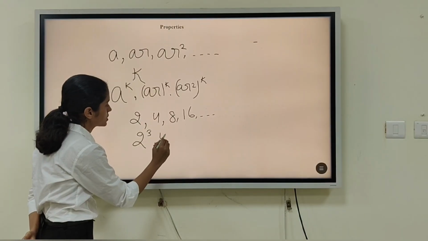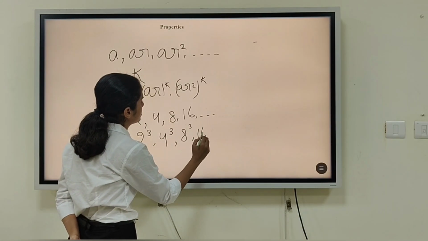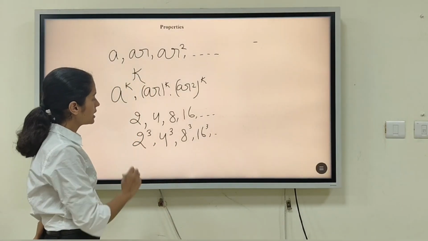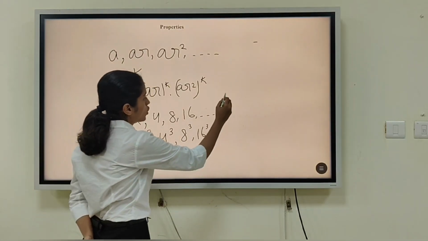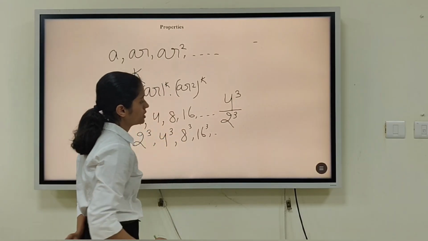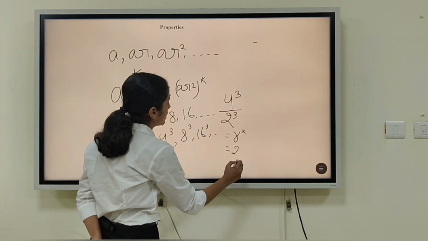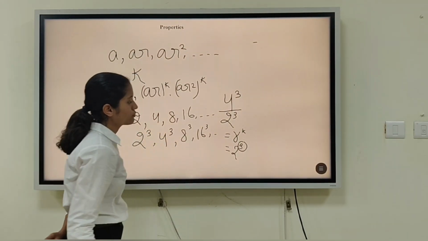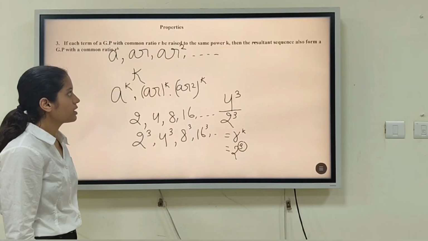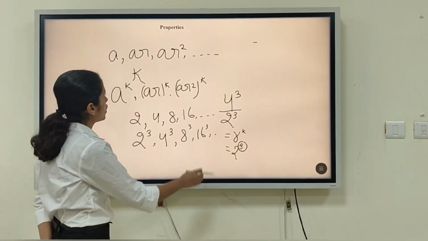It will look like this: 2 to the power 3, 4 to the power 3, 8 to the power 3, and so on. So this resultant sequence is again in GP, whose common ratio is 4 to the power 3 upon 2 to the power 3, which is equal to r to the power k, where r is equal to 2, and k is the power which we have raised here, 3.